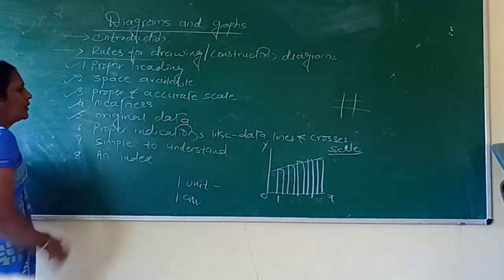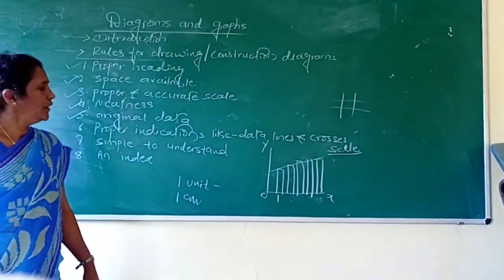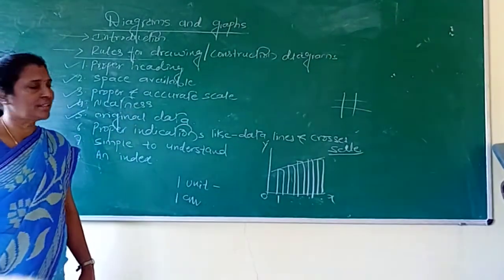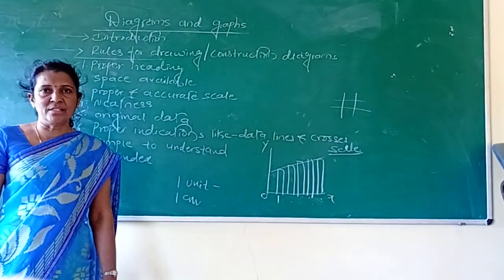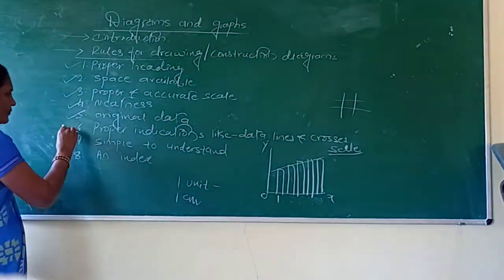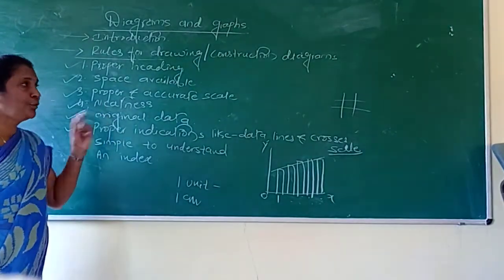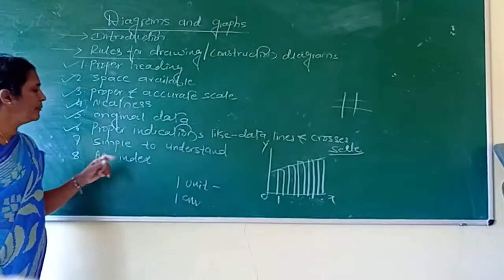Then original data. So when you are presenting the data, care is to be taken that the original data are being presented. Then the sixth point, when you are drawing a diagram, what is the rule?